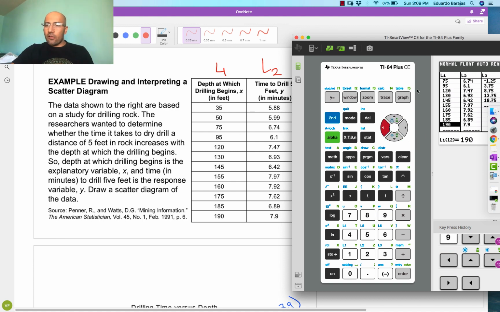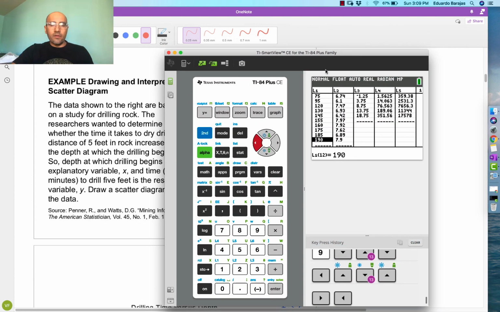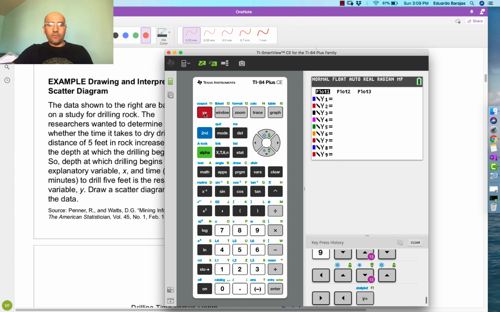Okay, now that we inputted all our values into list 1 and list 2, let's come back over here. First of all, go right here where it says Y equals. Make sure that there's no equations on there, right? And also come down here and make sure there's nothing hidden down there. If there is something in there, hit clear.